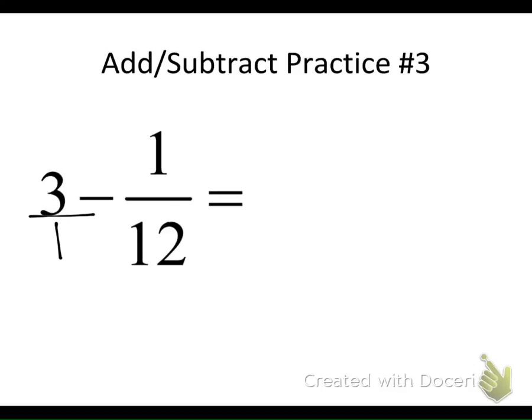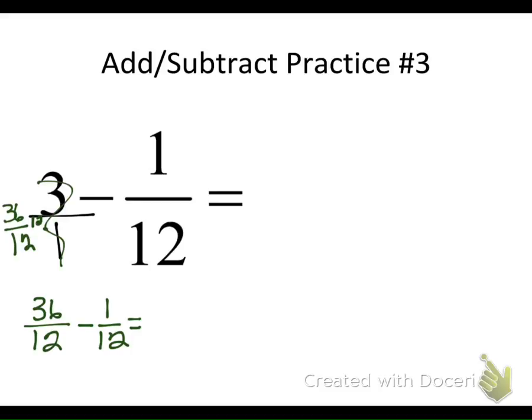So 1 times what equals 12? Then we have to take the numerator. 3 times 12 equals? 36. Okay. So now we have common denominators. So we're going to have to now subtract our numerators. So let me rewrite that. That looks horrible. 36 over 12 minus 1 over 12.